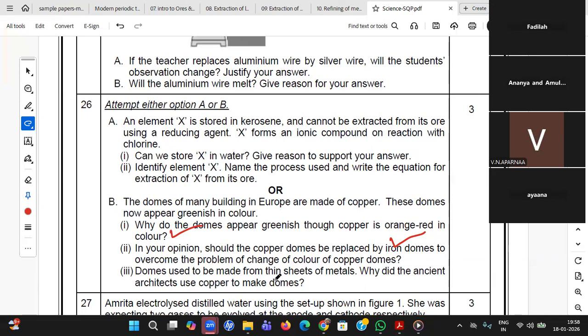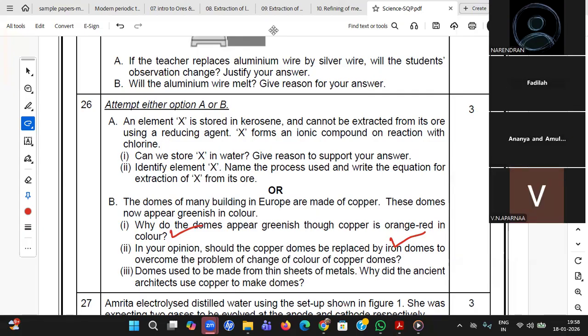Domes used to be made from thin sheets of metal. Why did the ancient architects use copper to make domes? Because copper is valuable and was easily available. Cheaper and comparatively less reactive.